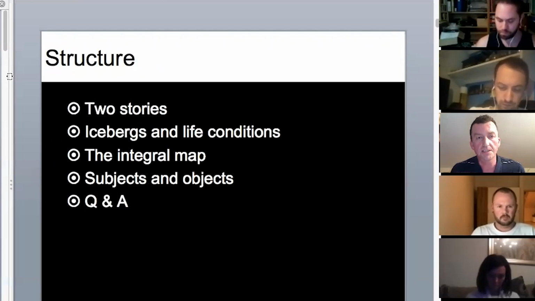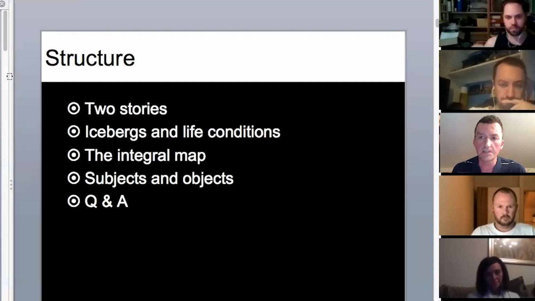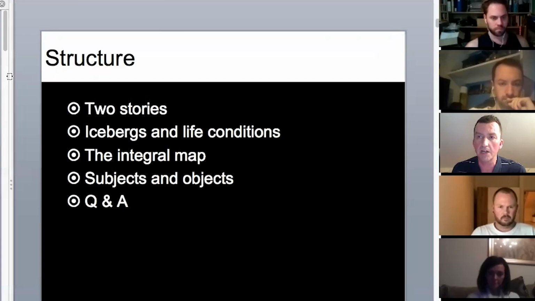So, structure of the presentation: I'm going to give two stories at the start. Then I'm going to talk about icebergs and life conditions. Then I'm going to talk about the integral map, and we'll go into the main part of the presentation, which is about spiral dynamics. I'll talk about subjects and objects, and then we'll have the Q&A at the end.